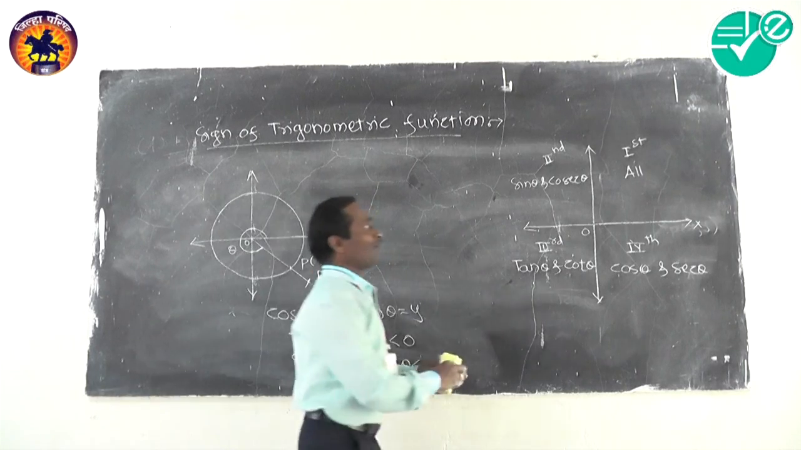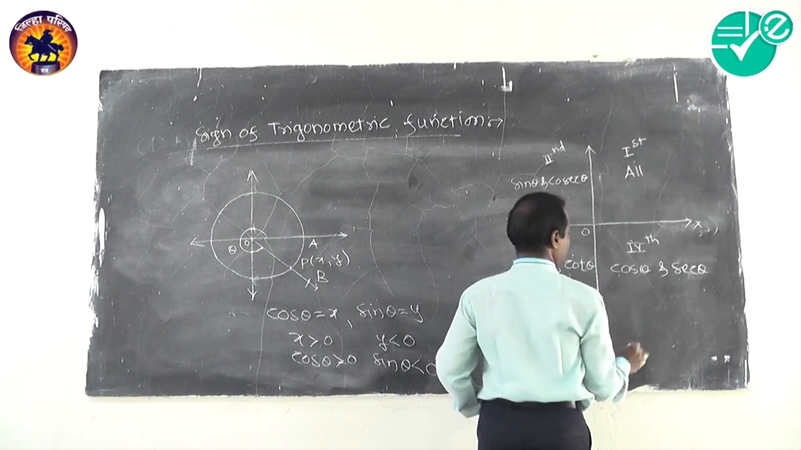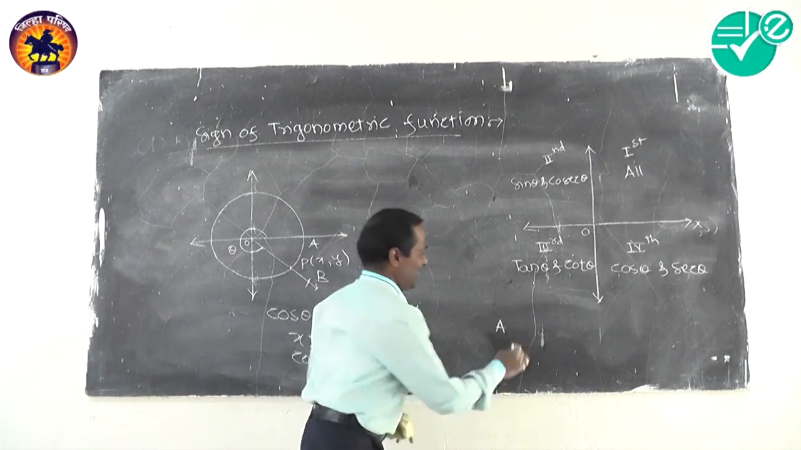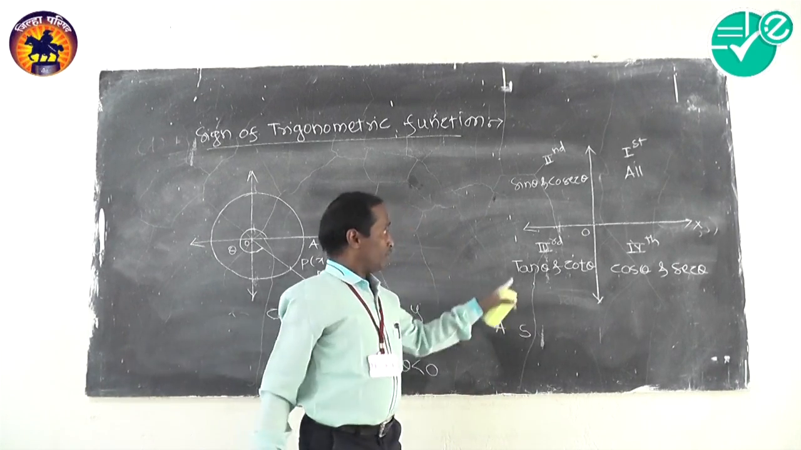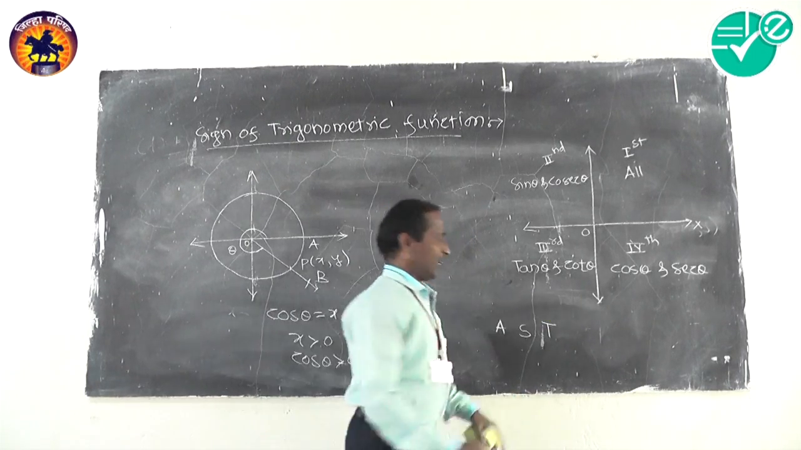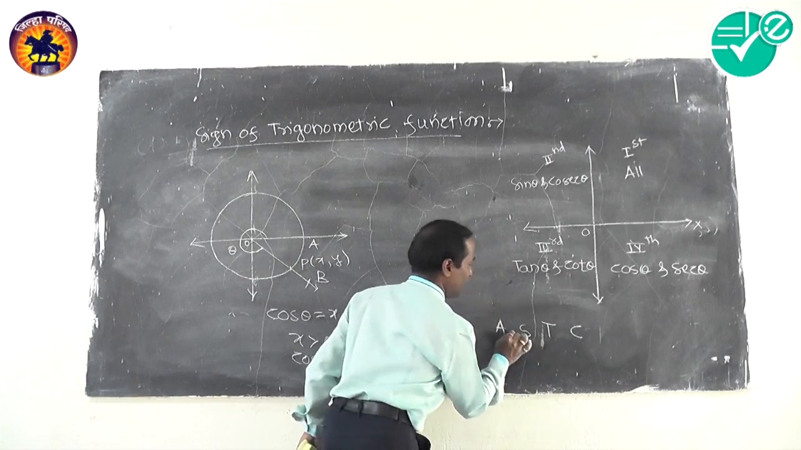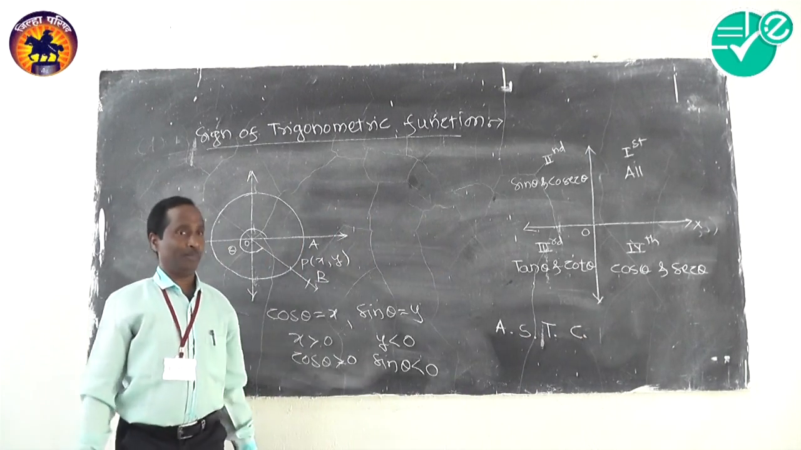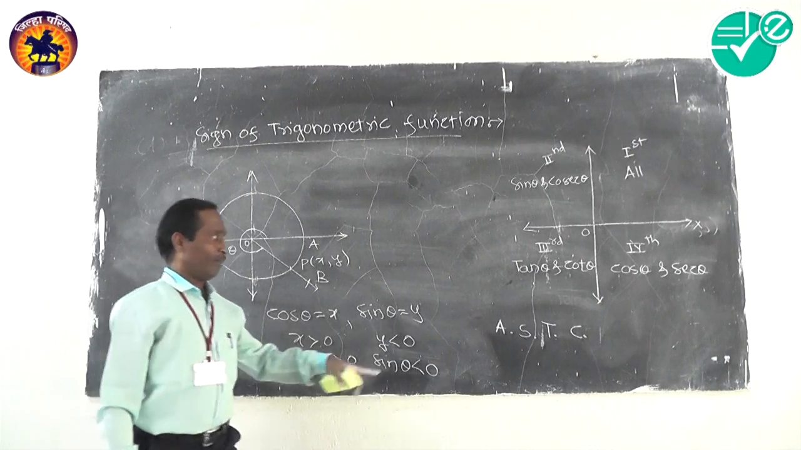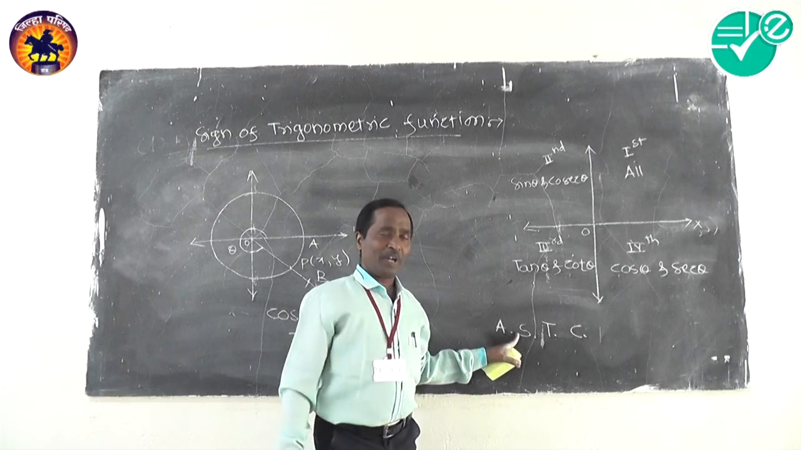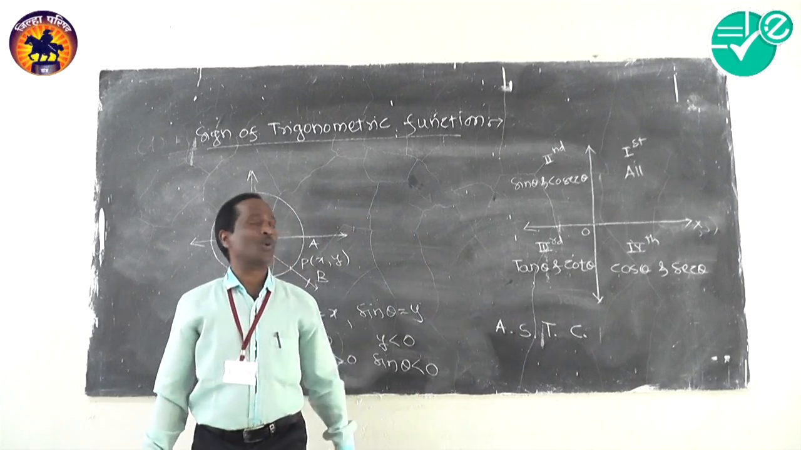Here, the first alphabet of all is A, the first alphabet of sin is S, the first alphabet of tan is T, and the first alphabet of cos is C. So it is also called the ASTC rule. The first alphabet A denotes all, the second alphabet S denotes sine, T denotes tan, and C denotes cosine.